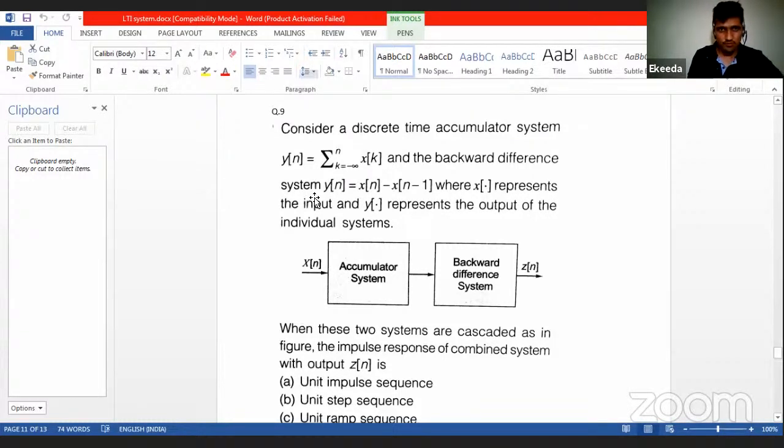So this is basically an accumulator defined by this equation, and the other is a backward difference system defined by this equation. When these two are cascaded, we have to find the overall impulse response.